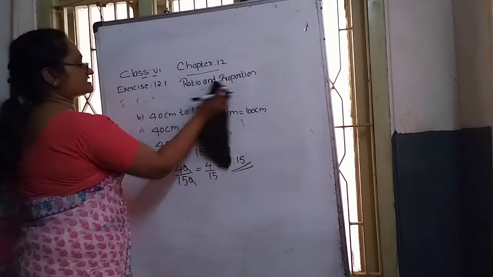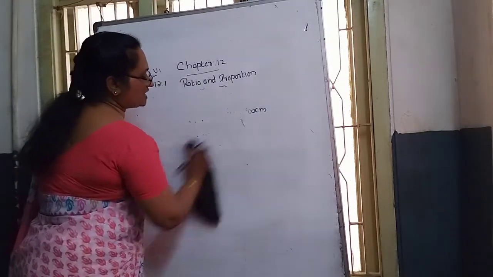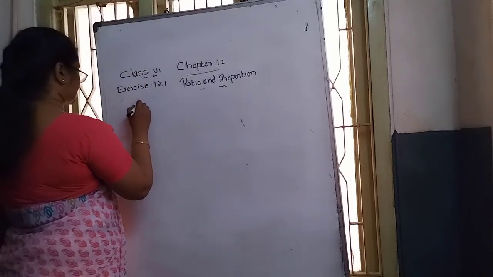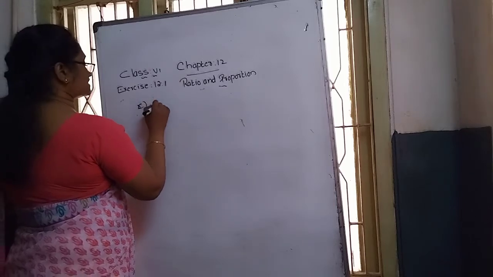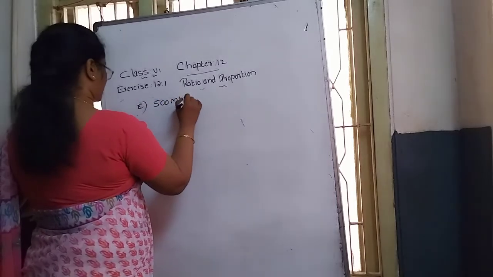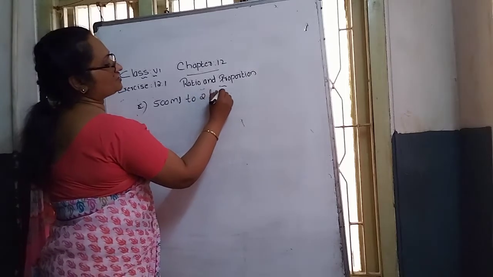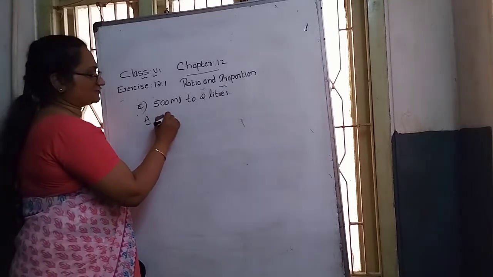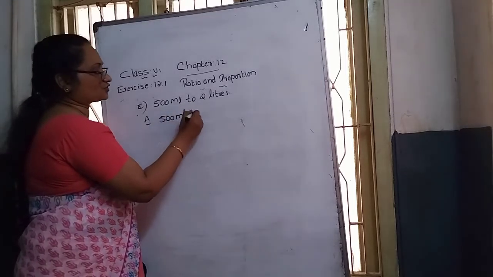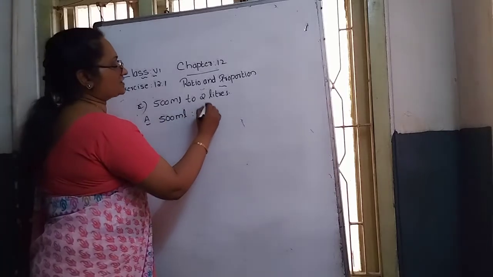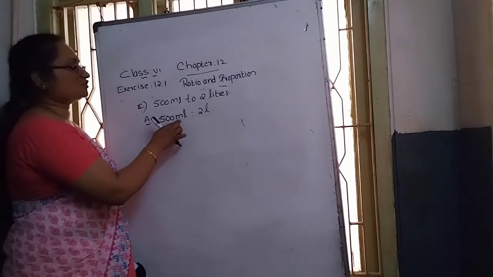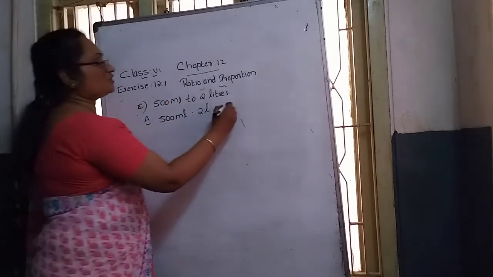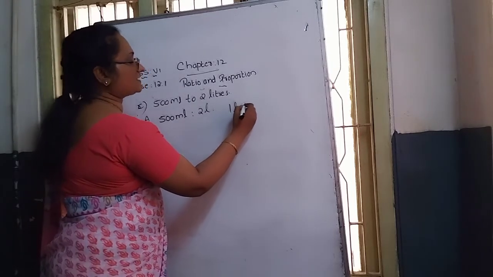I hope you can understand this question. Next we go through one more question, C: 500 milliliter to 2 liters. Here also, first we write it in ratio form: 500 milliliter, a ratio symbol instead of "to", and 2 liter. Both are in different units, one in milliliter, the other in liter. So we know, 1 liter contains how many milliliters?